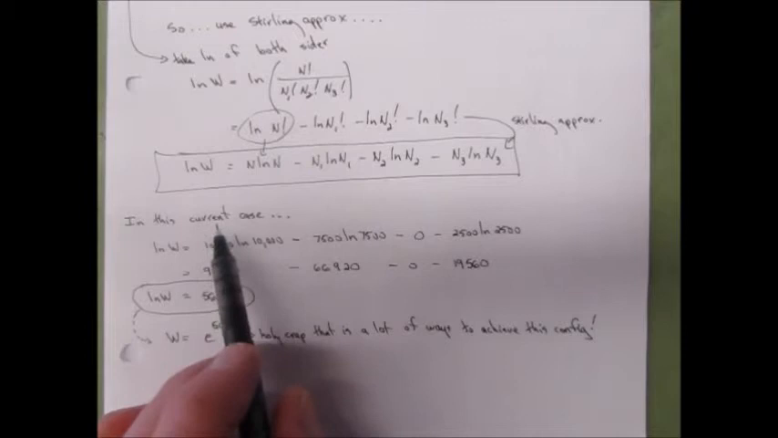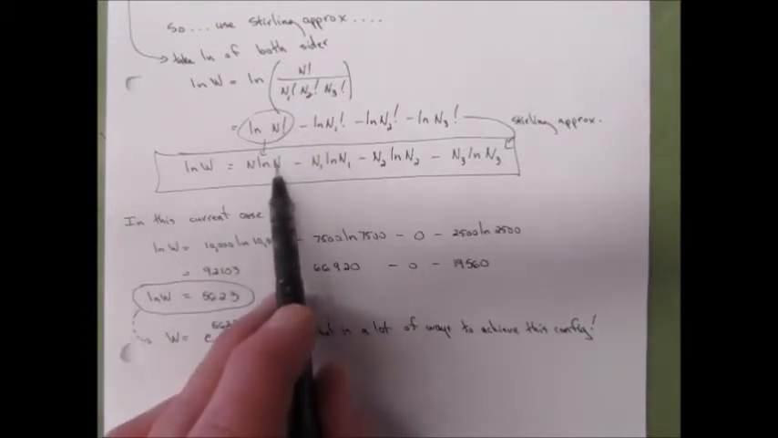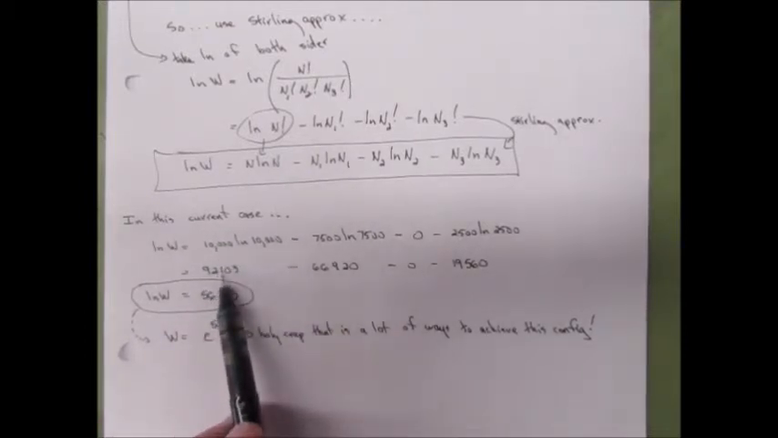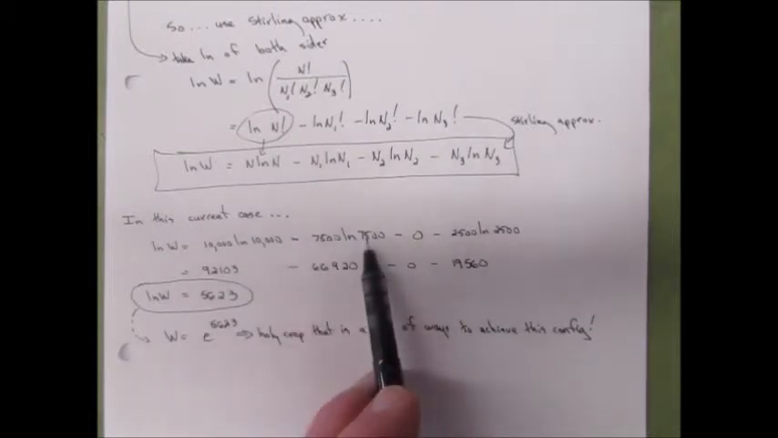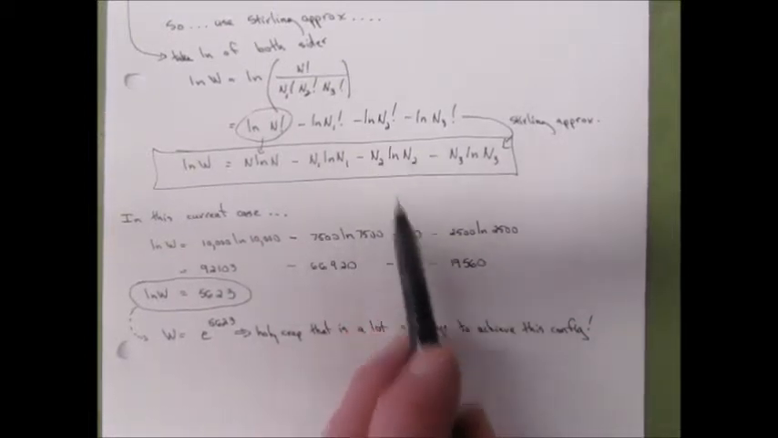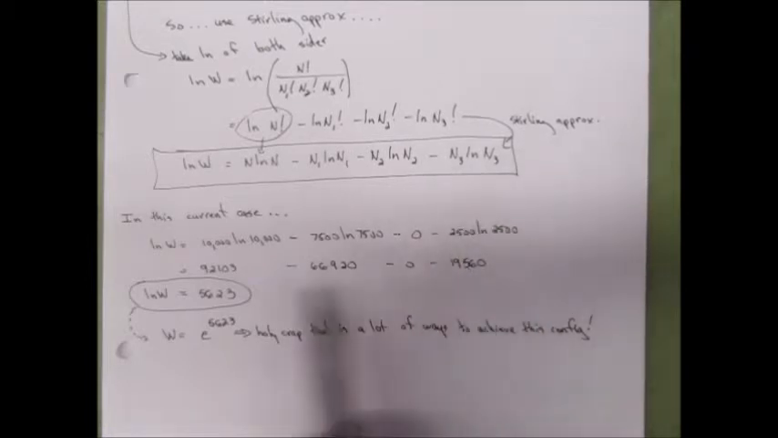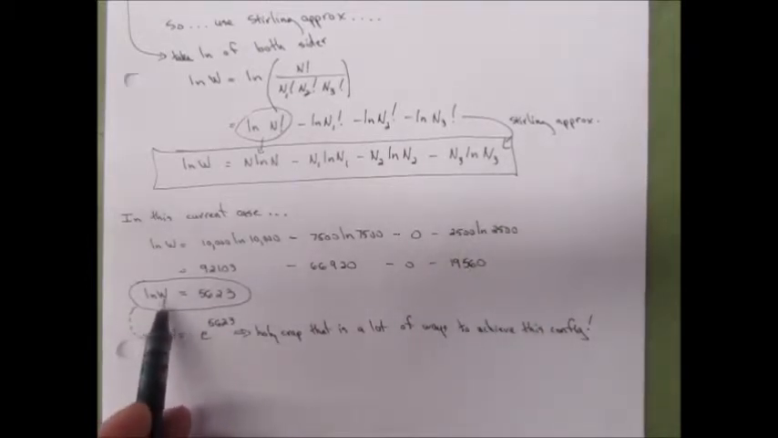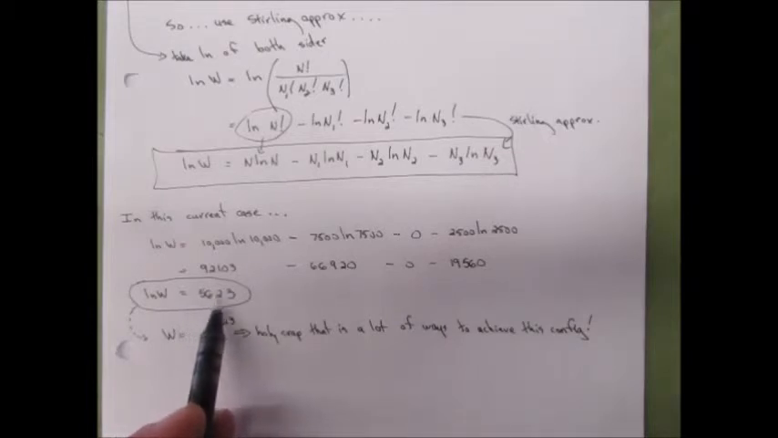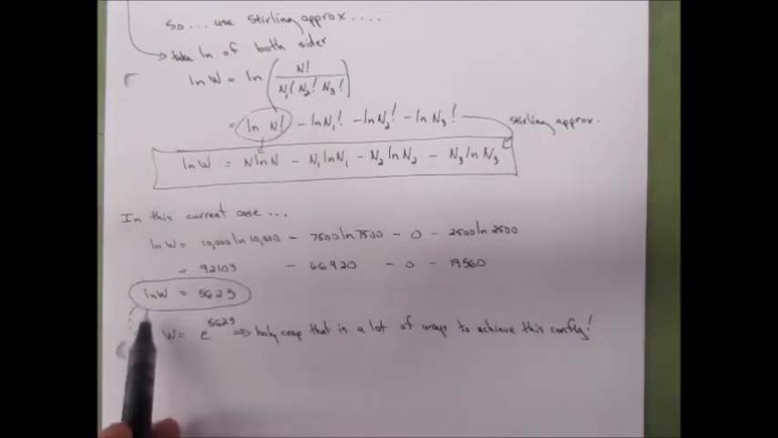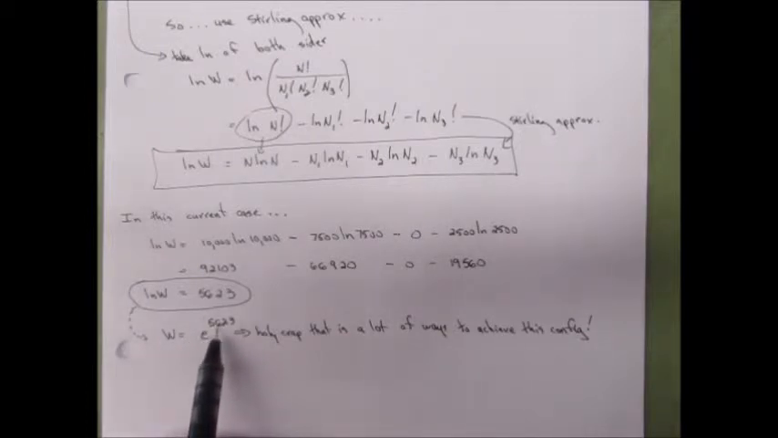So in the current case, we know that n was 10,000, so we get that number. We know that n1 was 7,500, so we get that number. This one was 0. This one was 2,500. So the ln of the number of ways a system, because we can't keep track of all those particles, the number of ways you can make it is 5,625. So what we're going to do here is, that's the ln. Take both sides to the e. So that gives us W, the weight, e to the 5623.